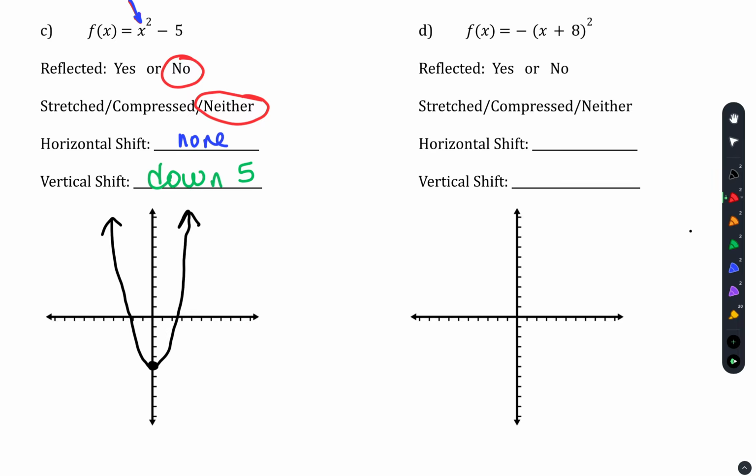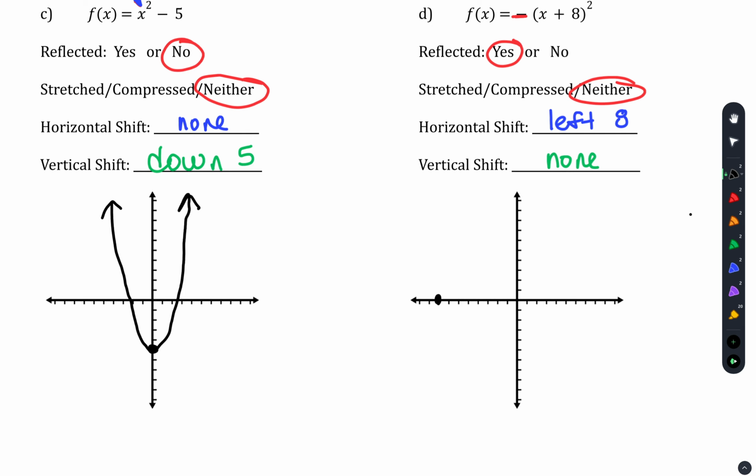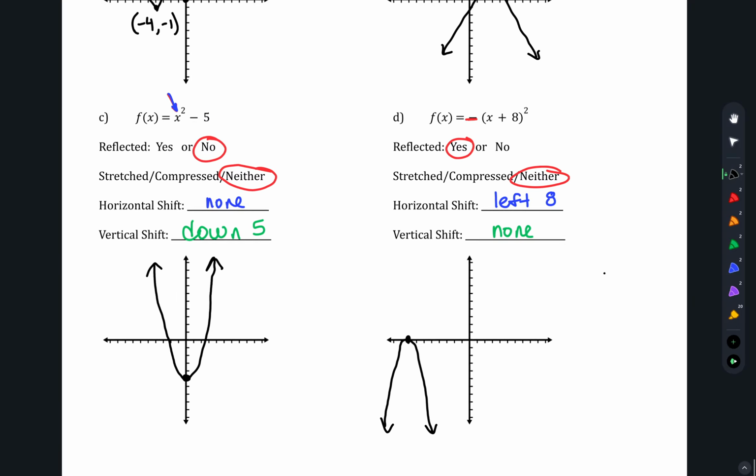Reflected, yes or no? Yes, because I have this negative in the front. Stretched, compressed? Horizontal shift. And then lastly is vertical shift. Lovely. Let's put that first point on there. Left 8. 1, 2, 3, 4, 5, 6, 7, 8. I need a parabola again, and then we're not going to forget to reflect this guy. There we go. Any questions on that?